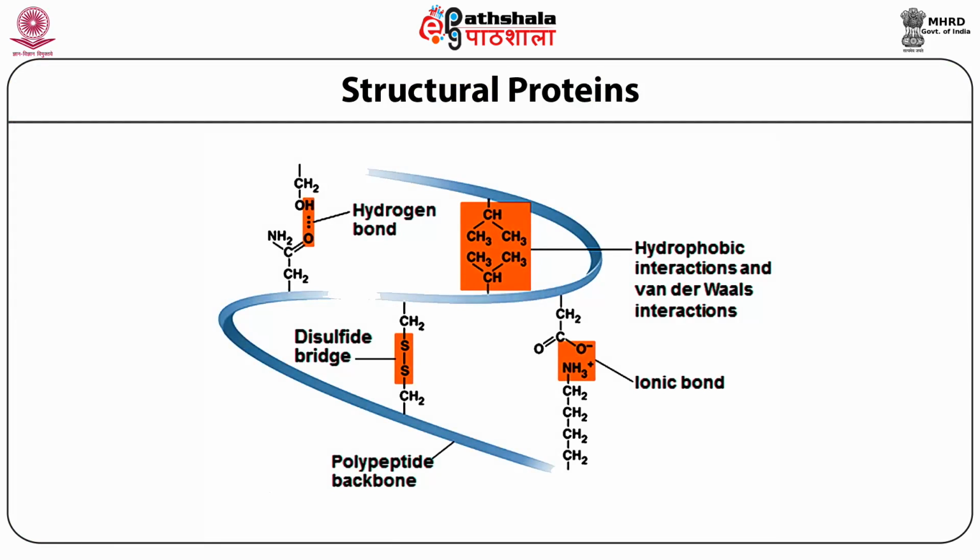The tertiary structure of proteins deals with the hydrogen bond between the carbonyl group of one molecule and the hydroxy group of another, similarly the amino group nitrogen, and similarly the disulfide bridge. These things give the tertiary structure of proteins. Hydrophobic interactions and van der Waals interactions are the main reason for getting the tertiary structure of proteins.